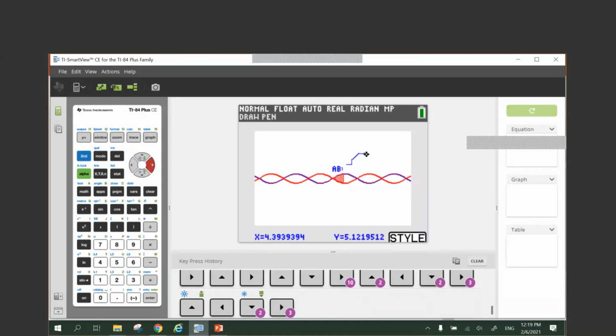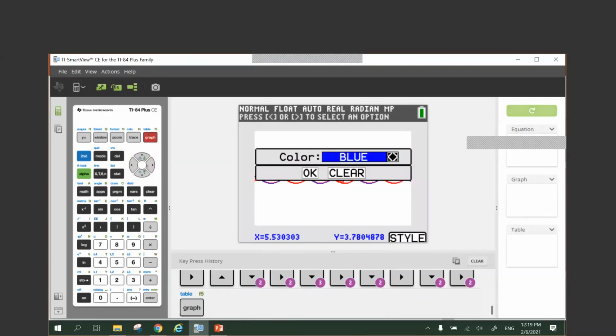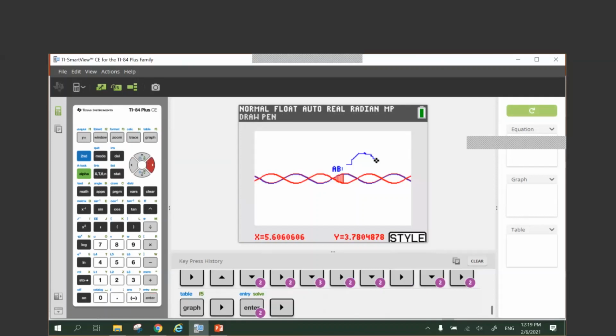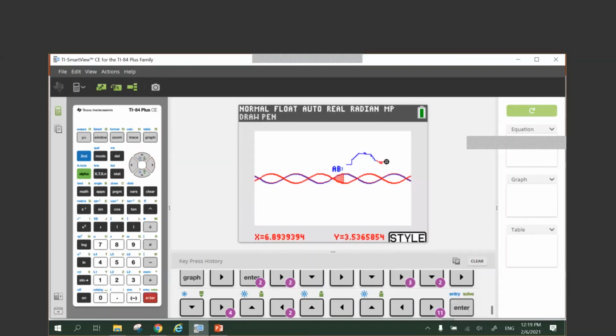But because I'm using the laptop, I cannot press two keys at the same time. If you are using your handheld, you can use two fingers to press two keys at the same time. Halfway through, I can also change the color, let's say to red. Let's say I'm very happy with this already, then I just press enter to lift my pen off the paper. So no more drawing.